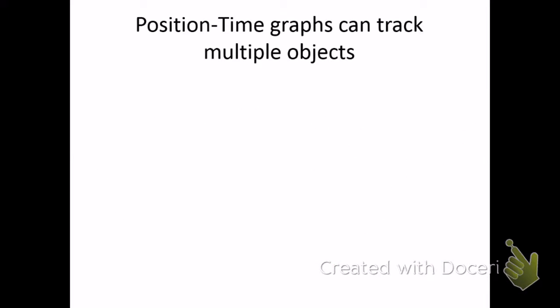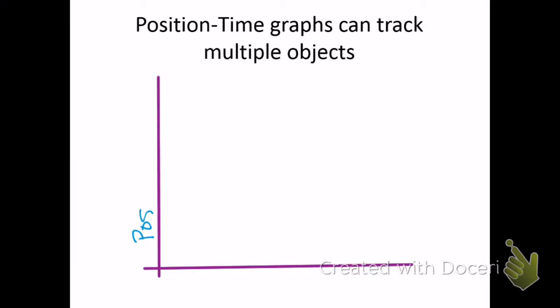Right. The next thing we are looking at is the fact that position time graphs can track multiple objects. We're already a little familiar with this. We've talked about this previously in class because guess what? We've done it. When we were looking at the constant velocity cars, we went ahead and looked at our graph. And we actually saw multiple objects graphed on that.